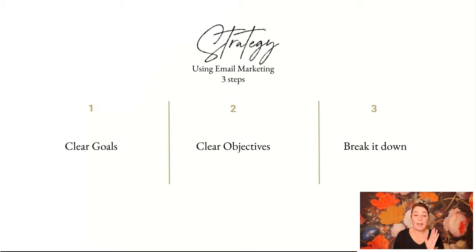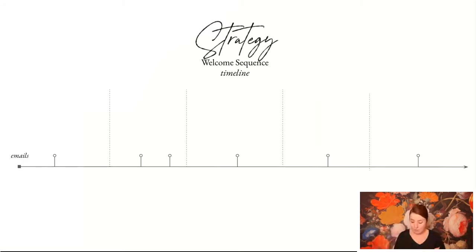Make sure you have clear goals, so that you're going to look in the future. Okay, I have a clear goal. This is the opening. A clear objective. What is it that you want people to do? What is the action that you want people to take? And then start breaking it down. 3 phases of your marketing, your email sequence.